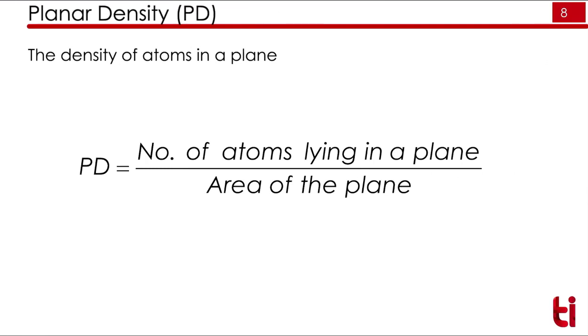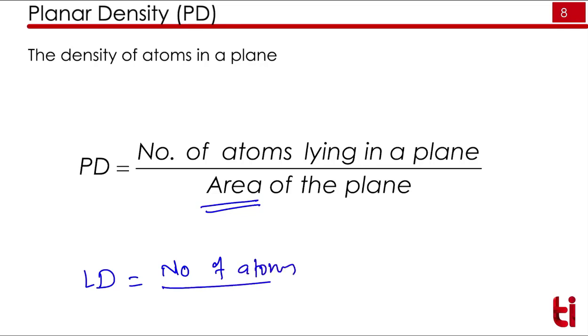Now we will see the planar density. Planar density is the number of atoms lying in a plane upon the area of the plane. Remember that in linear density we measured the number of atoms divided by unit length. So the unit of linear density will be number of atoms, which has no unit, per meter. The planar density unit will be number of atoms per meter square, because this is the area of the plane.